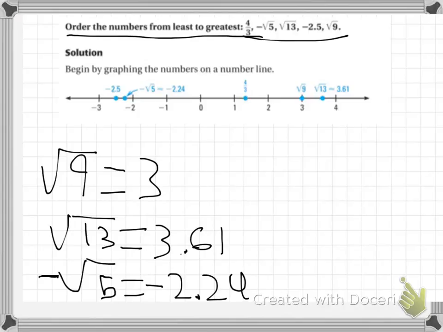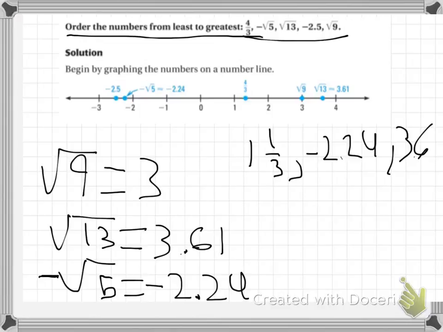And we all know 4 over 3 is 1 1/3. So now you just have to plot negative 2.5 out of all of these numbers. Well, actually, here, I'll just list the numbers. I'm just writing them as they're listed up there, but in their normal forms. And then 3.61, negative 2.5, and then 3.